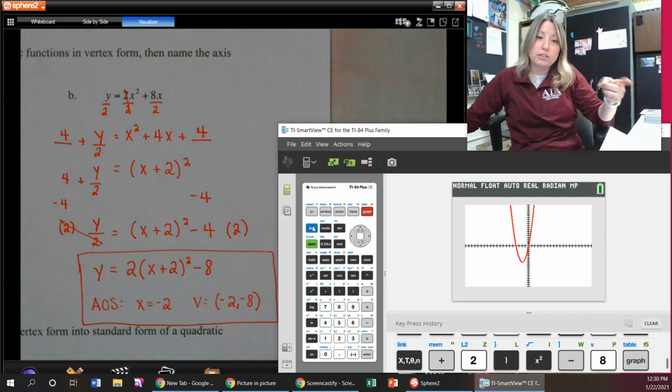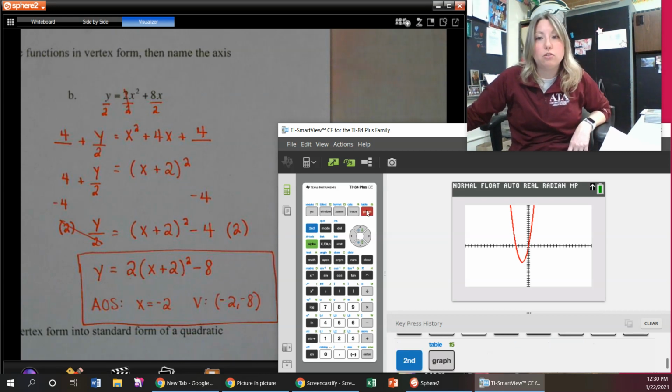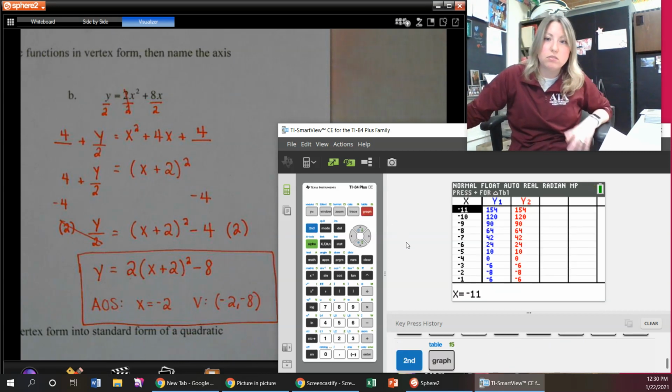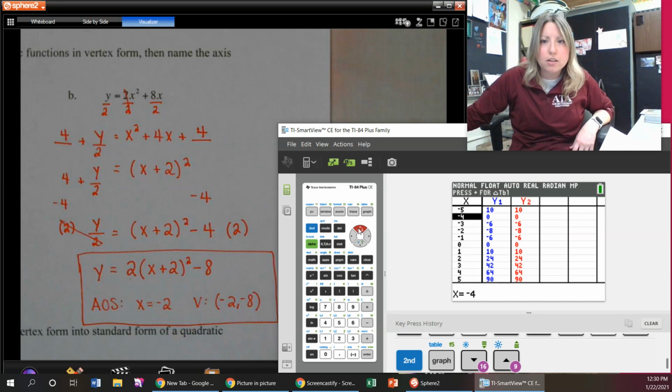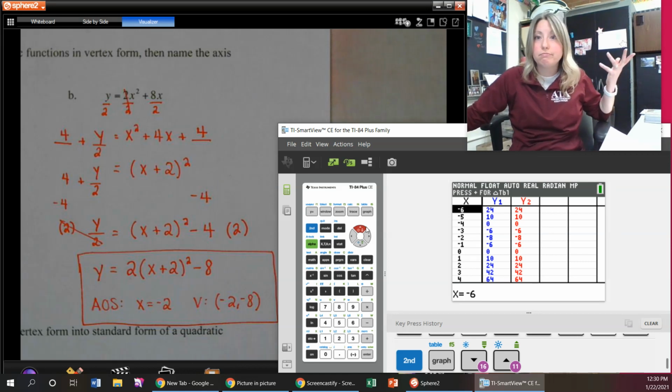Now, to check our axis of symmetry and vertex, press second and graph. Look, all those are the same, because they're the same parabola. We want to check that negative 2, negative 8 is the turning point, and look, it is. That means that x equals negative 2 is the axis of symmetry.